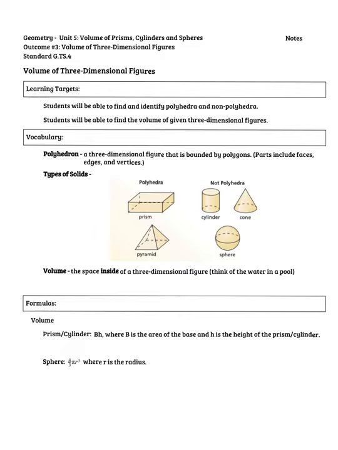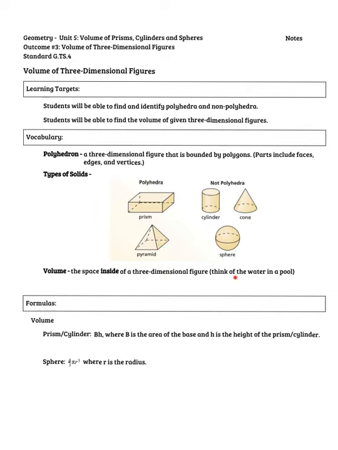However, we're going to look at some overall vocab. So the first word is a polyhedron, which is a three-dimensional figure that's bounded by polygons. That's all that means. So that would be like a rectangular prism like we see right here. If you notice, obviously it's just rectangles all around. And then we also have a pyramid. A pyramid is bounded by triangles and then a rectangular or square shape on the bottom.